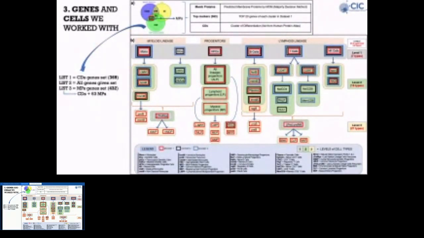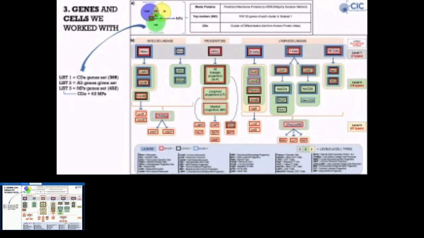The last list, list 3, is composed of the 369 CD markers plus 63 membrane protein coding genes that we obtained because they were key in the isolation of different cell types and subtypes in these blood and immune datasets.